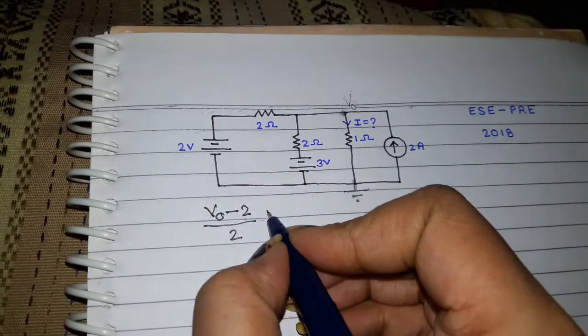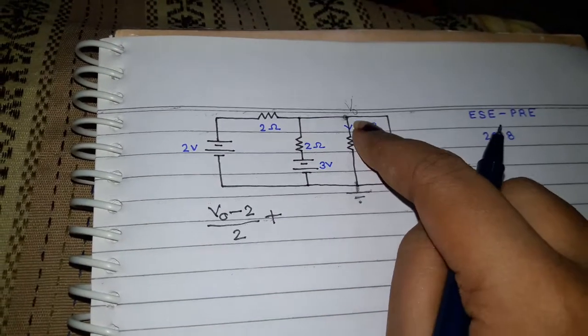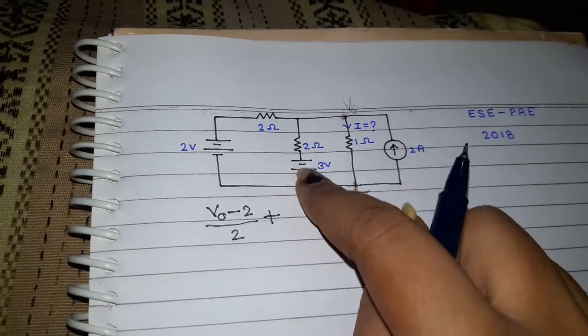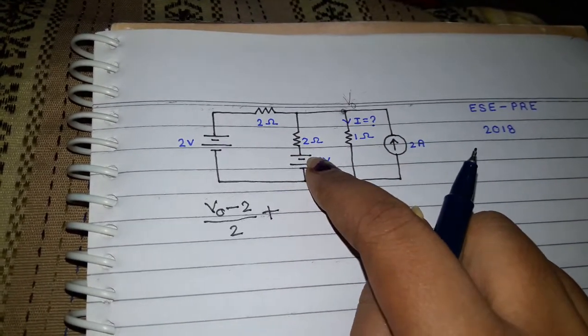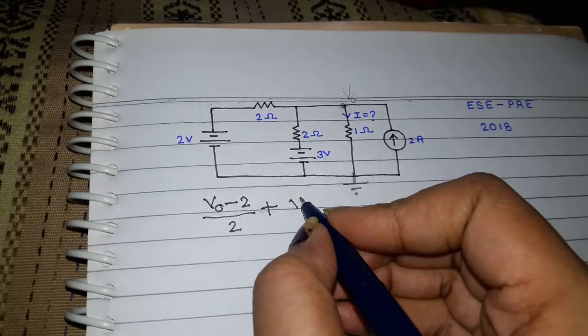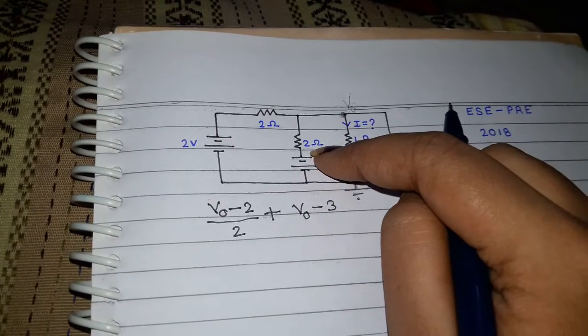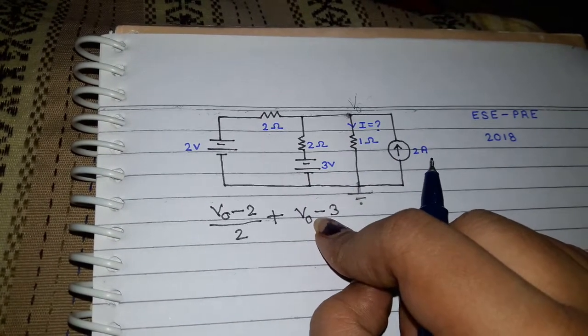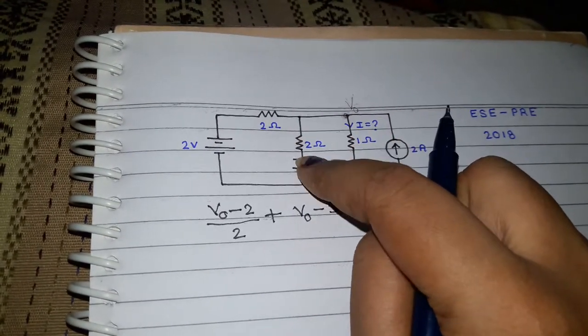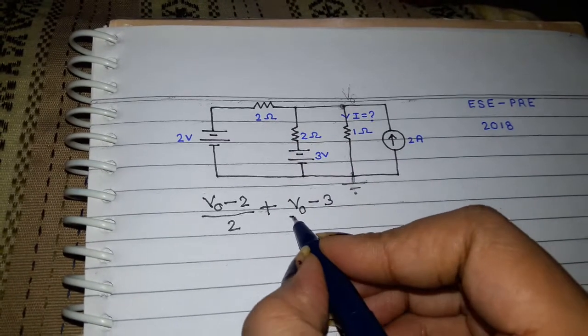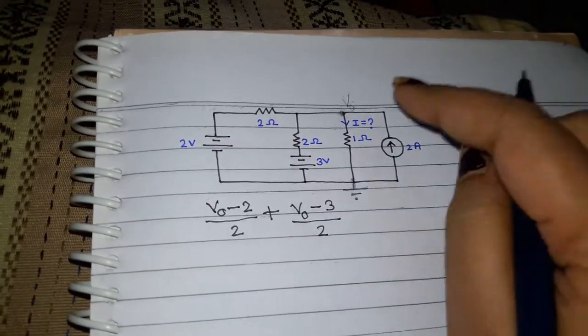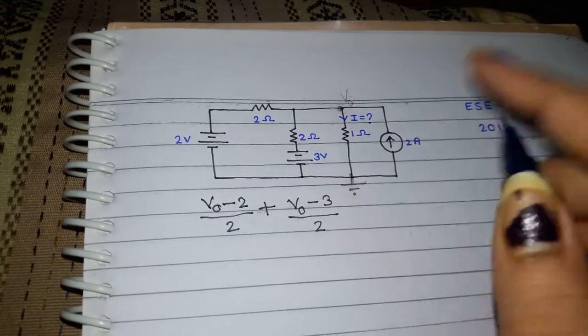Okay, then plus, you are moving from this way to this way, and you are meeting with a positive terminal. So what you are doing is V0 minus 3. Your positive terminal leads here to a negative sign. Okay, and the resistance you are meeting is 2 ohm over here. Then we are taking this one into consideration.